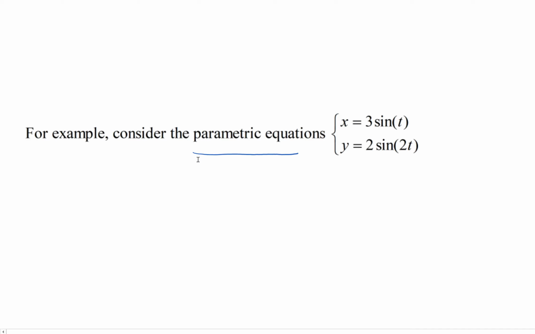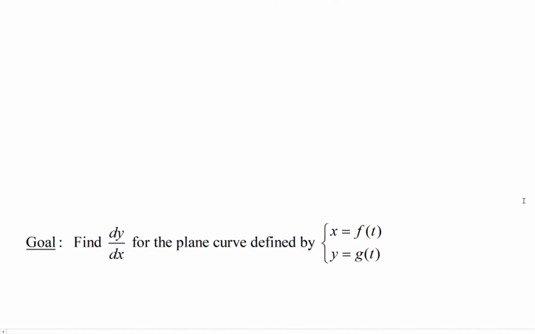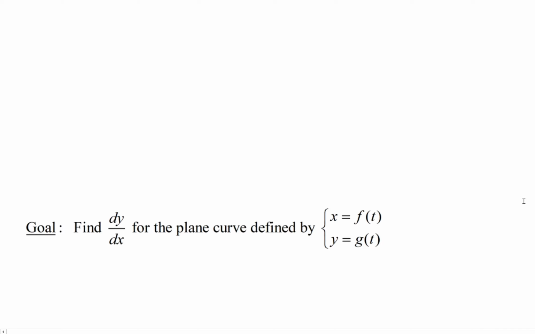Now it's like, what's our goal? We really want to find the slope of these parametric curves. So what does that entail? Like I said, the goal is we want to find the slope of any plane curve or parametric curve defined by the parametric equations, x is f of t and y is g of t.